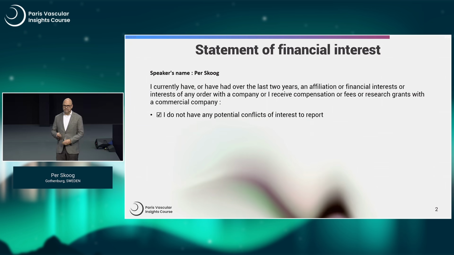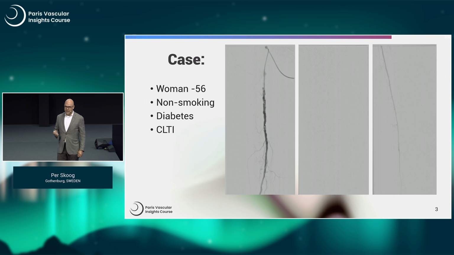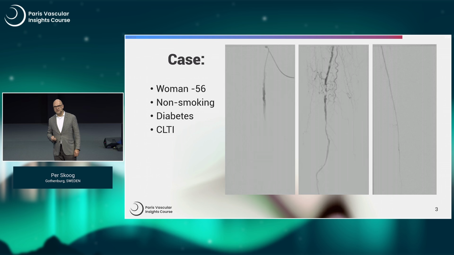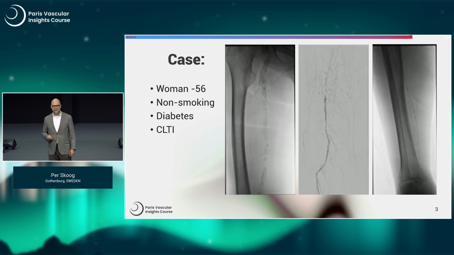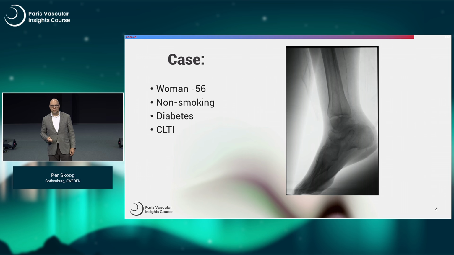I have no disclosures. Well, having a case here, not a very uncommon CLTI patient. You have massive atherosclerosis in the fem-pop and the popliteal segments, and a single vessel runoff. We had this case last Thursday. What to do?